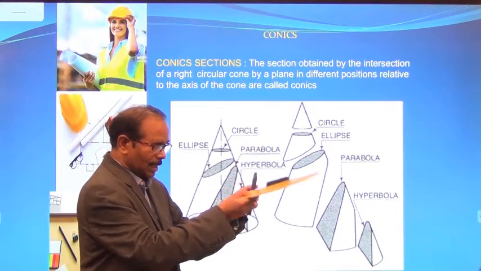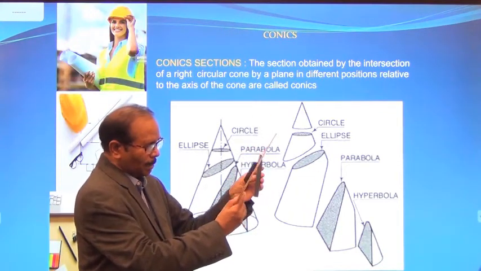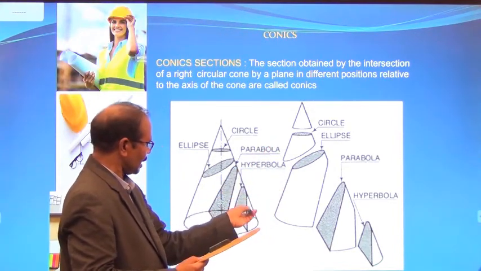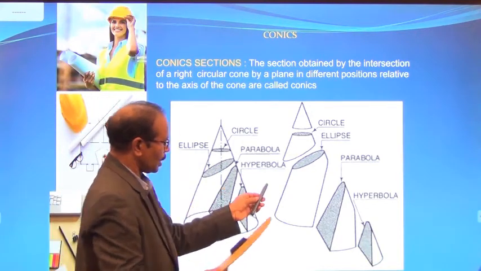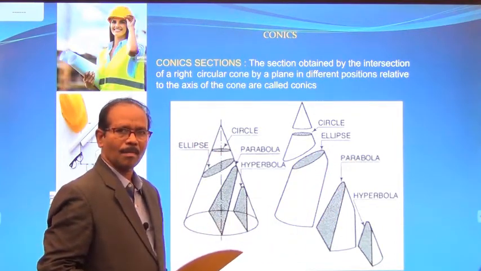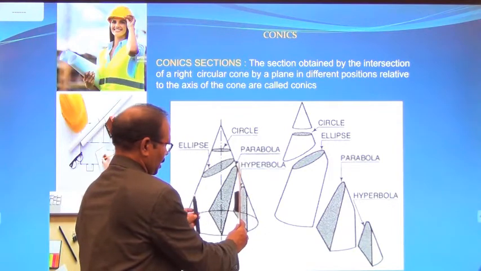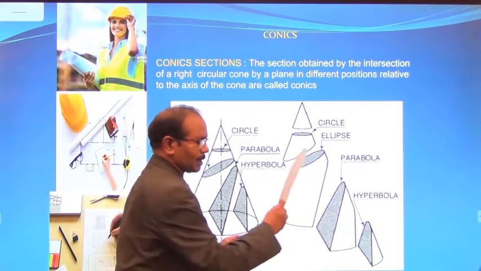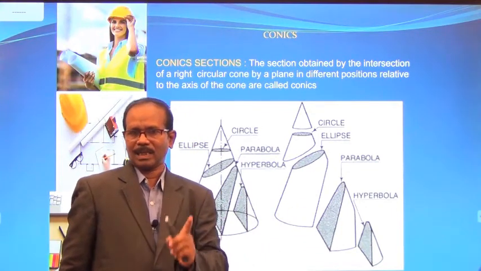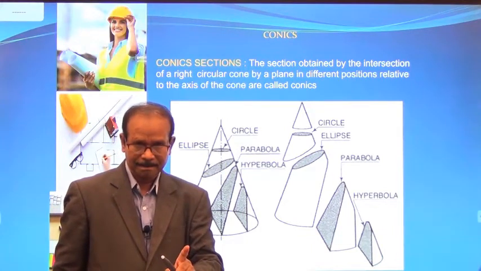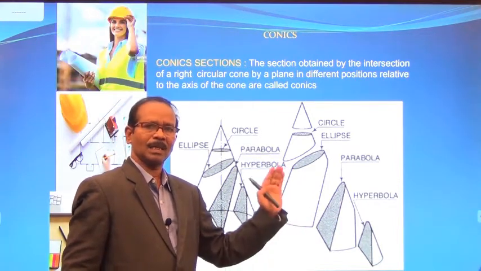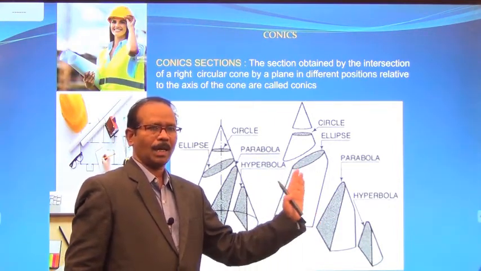Now, change the orientation of this plane. This plane is parallel to one of the generators. This is the generator. Now, this plane is parallel to one of the generators. The obtained curve is a parabola. Then, on one side of the axis, the obtained curve is a hyperbola. These are all conical curves. Conical curves are obtained by the intersection of a right circular cone by a plane at different locations with respect to the axis: circle, ellipse, parabola, hyperbola.